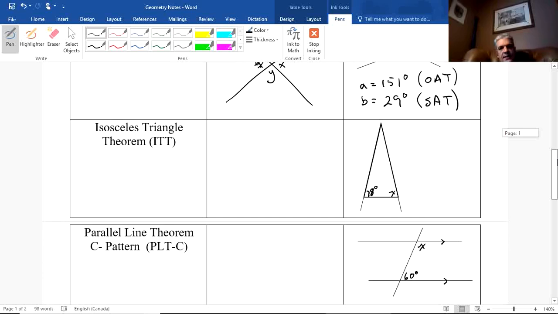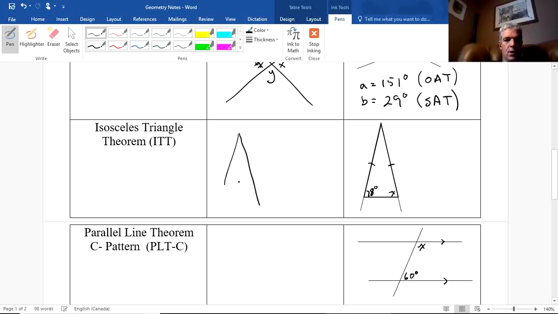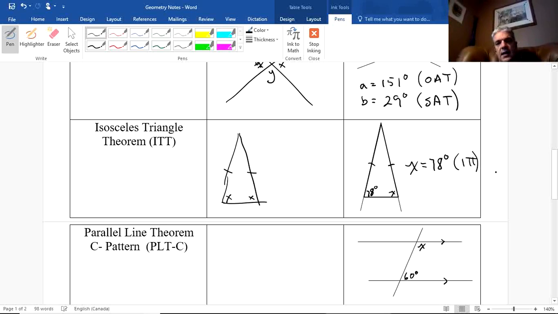We get the isosceles triangle theorem. Okay, so isosceles triangle, I should probably have here, and I have to indicate that it is in fact an isosceles triangle theorem. So when we do an isosceles triangle like this, if these two sides are equal, then we know that these two angles are equal. Okay, and that is the isosceles triangle theorem. So in this one, I might say x equals 78 degrees, and it's ITT. That's telling me that the isosceles triangle theorem is working to my advantage in this case.